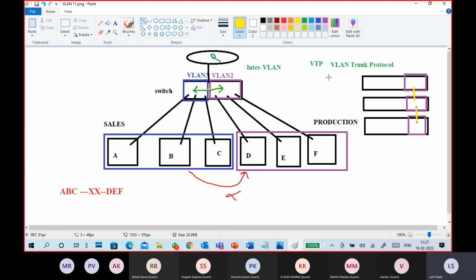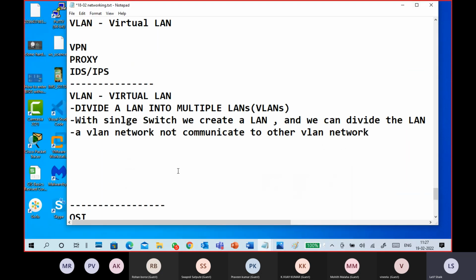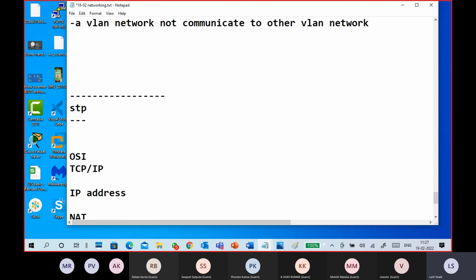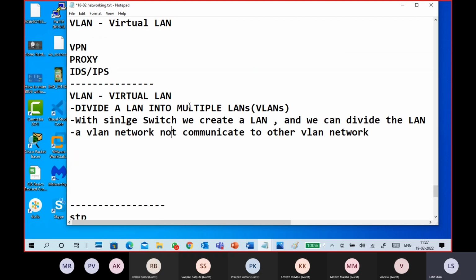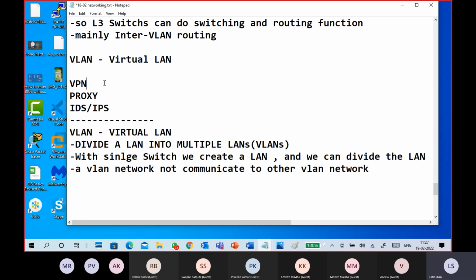That is the configuration. If you don't get it, no problem. This is about inter-VLAN routing. STP is also there, guys. I will explain STP separately. That is Virtual LAN. Understand, guys? VLAN.